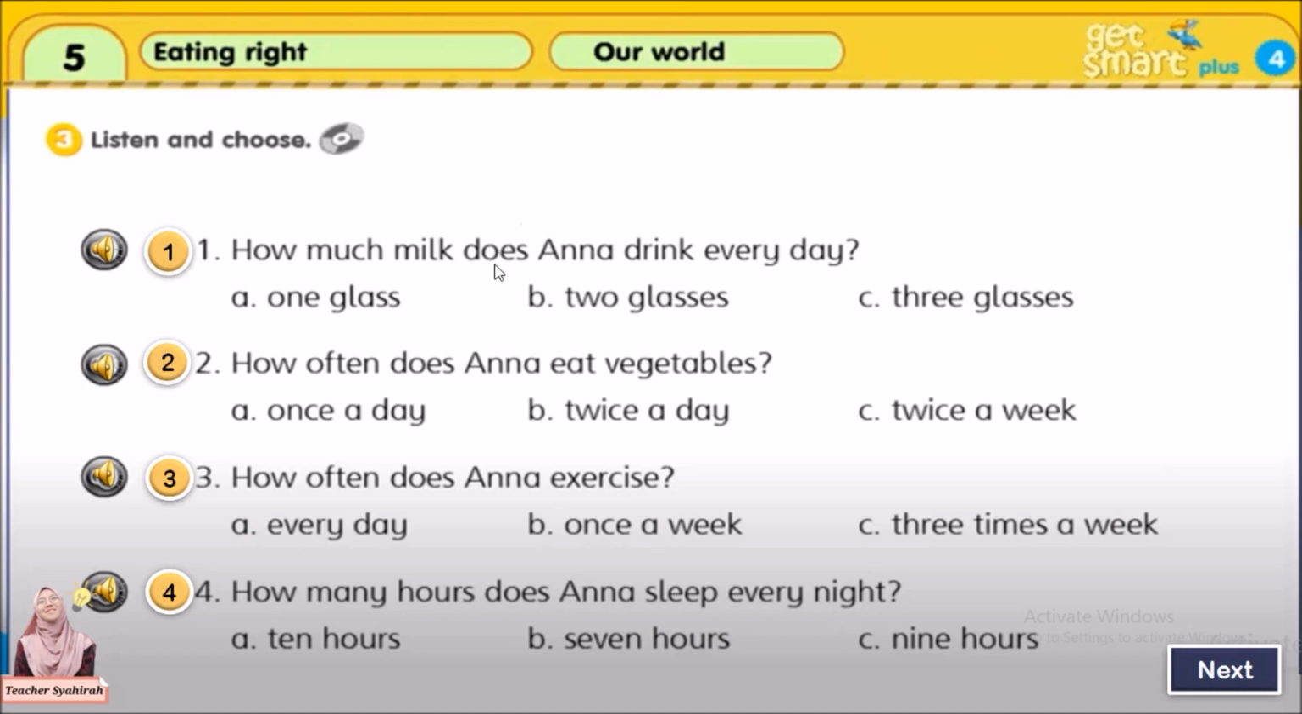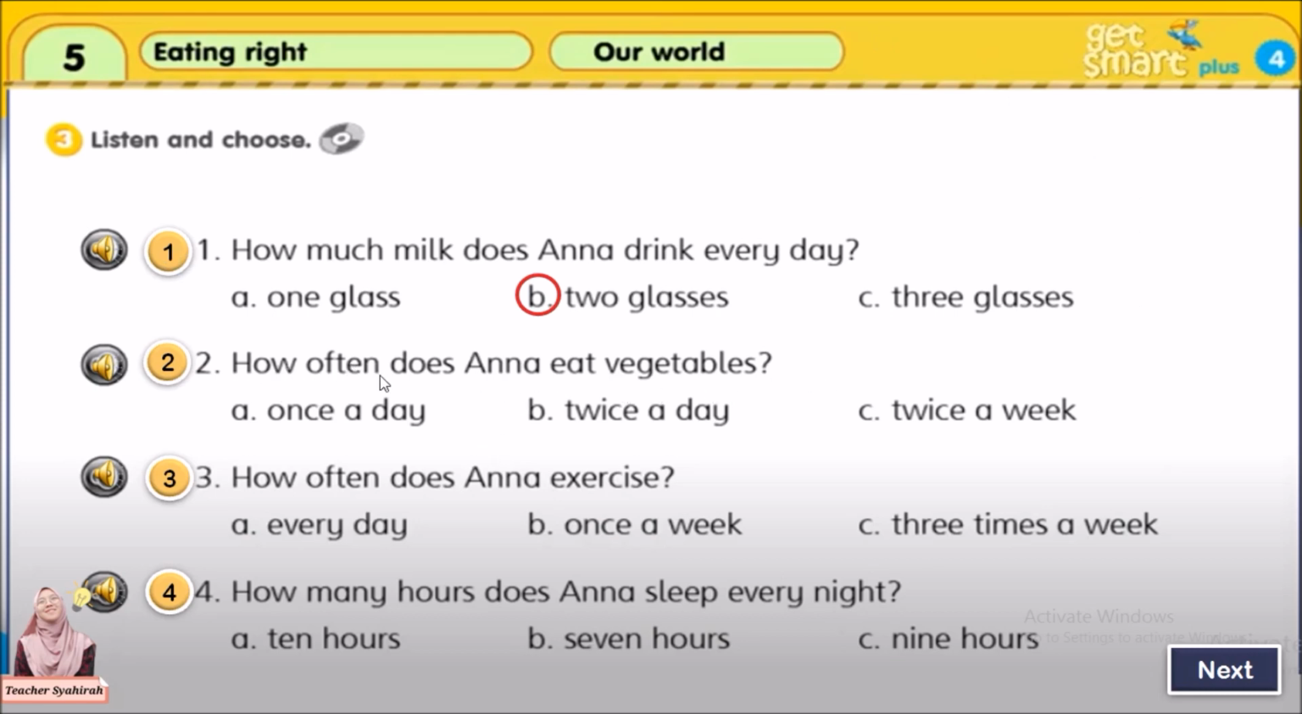So how much milk does Anna drink every day? The answer is 2 glasses. The one she drinks in the morning and the other one is before bed. Pagi dengan sebelum tidur. So the answer for number 1 is B, 2 glasses. Number 2, how often does Anna eat vegetables?